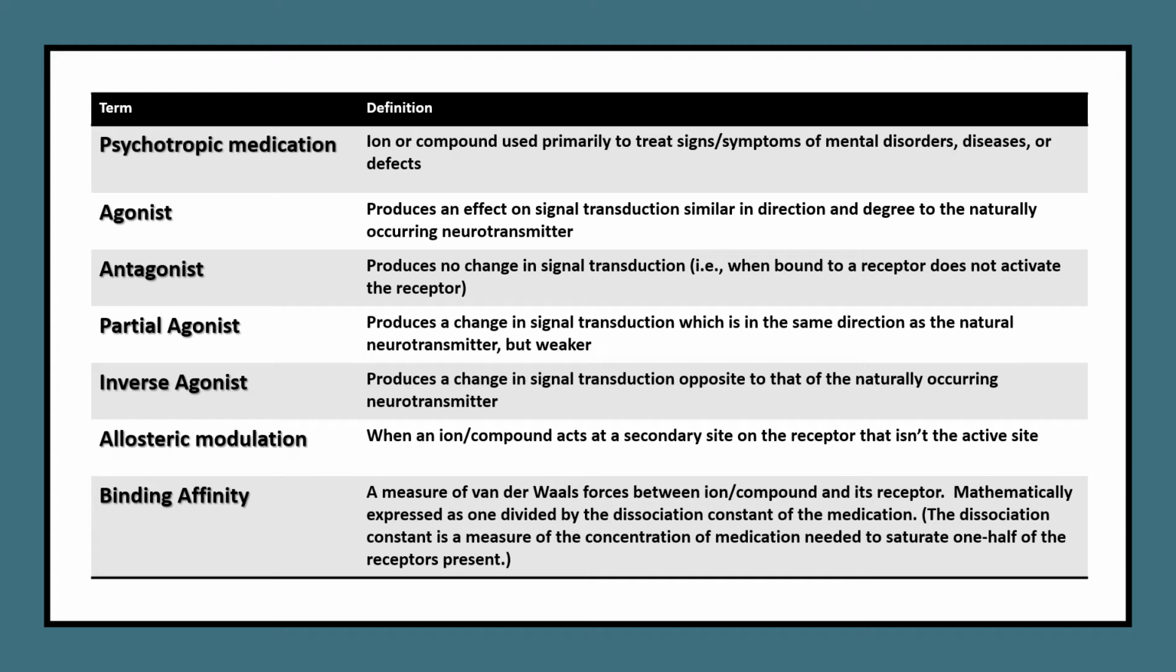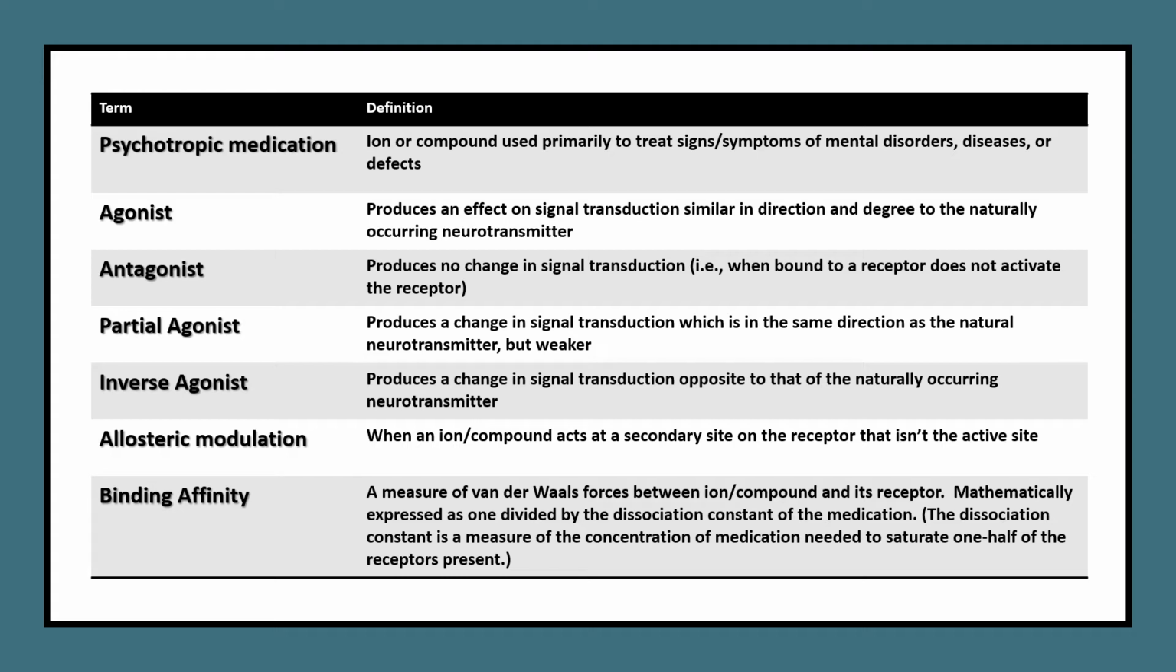Agonists produce an effect on signal transduction that's similar in direction to the naturally occurring neurotransmitter. Antagonists produce no change in signal transduction, so when the drug binds to the receptor, it doesn't activate it. A partial agonist produces a change in signal transduction in the same direction as an agonist, but it doesn't do it as much, so it's a little bit weaker.